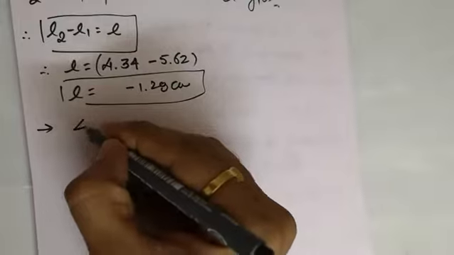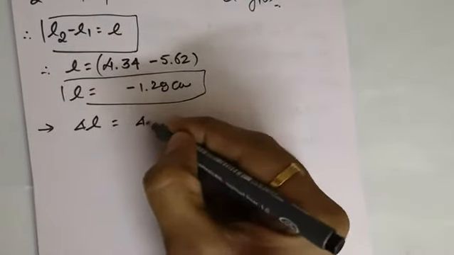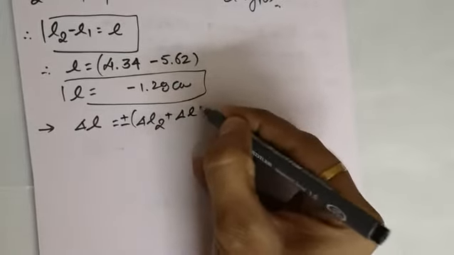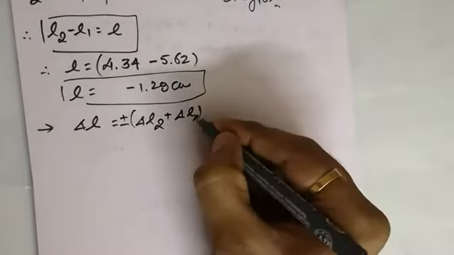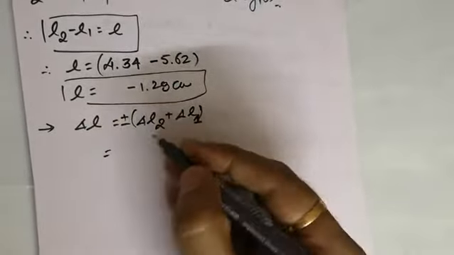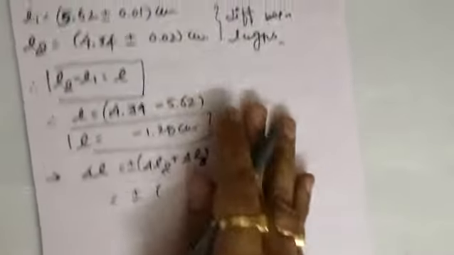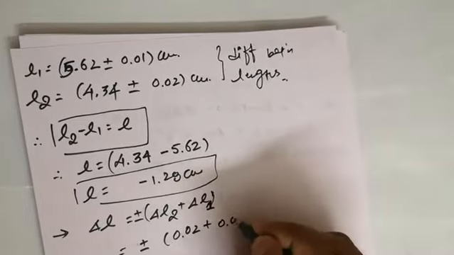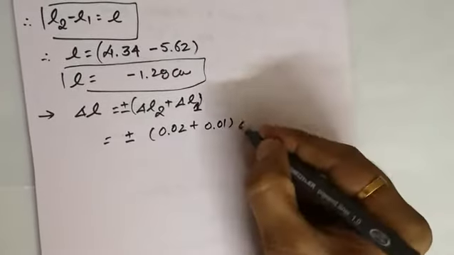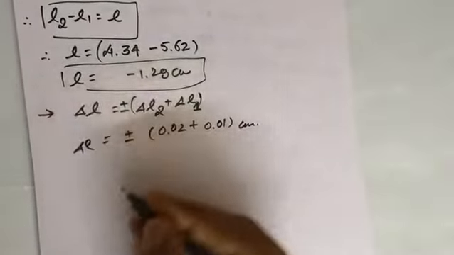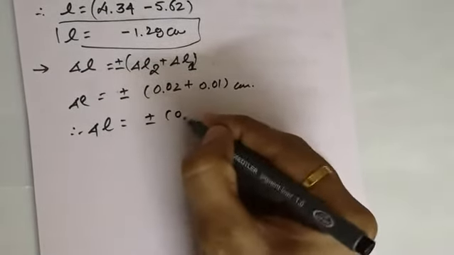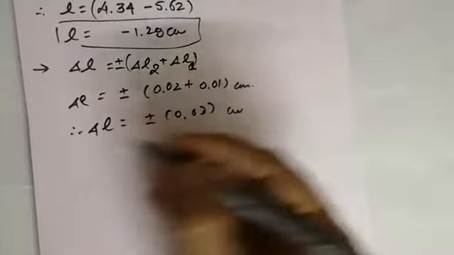Now what we are doing is that delta L is delta L2 plus or minus delta L1, because as per our subtraction or addition rule we are always adding the errors together, plus or minus delta L2 is 0.02 plus 0.01 centimeters. So I can have delta L equals plus or minus 0.03 centimeters.